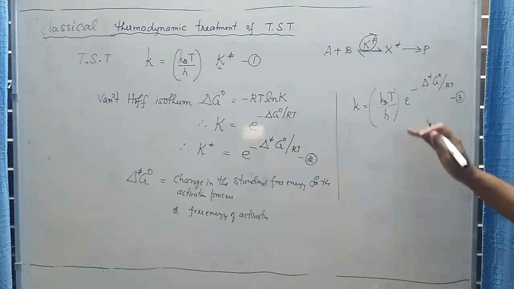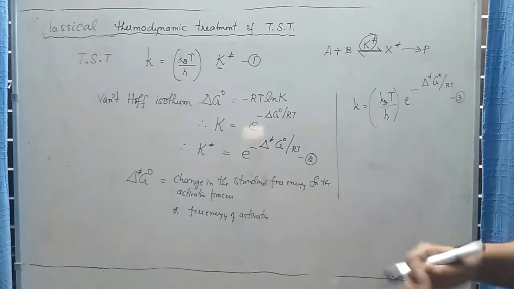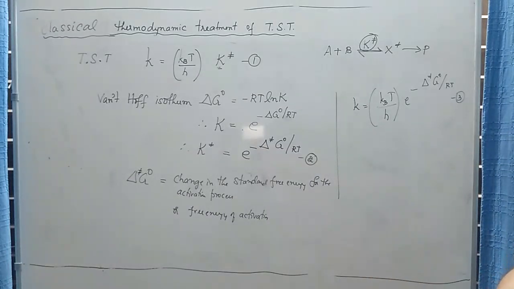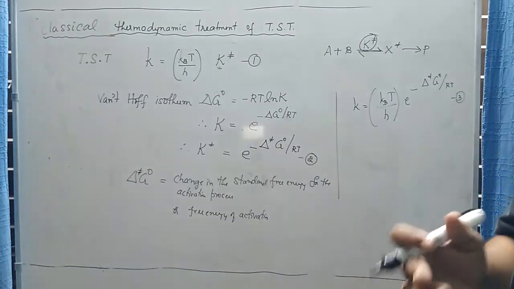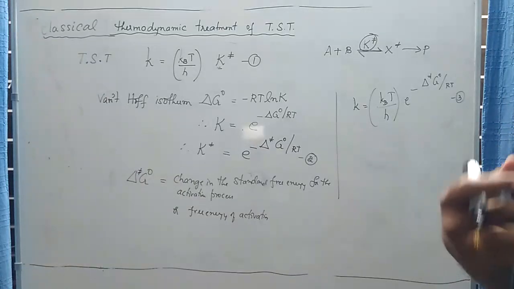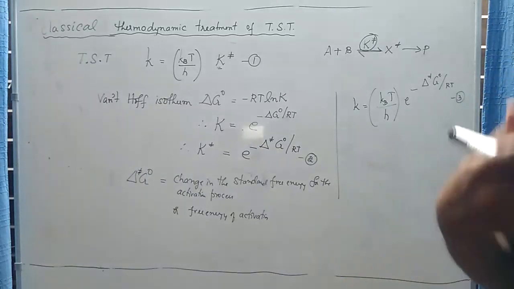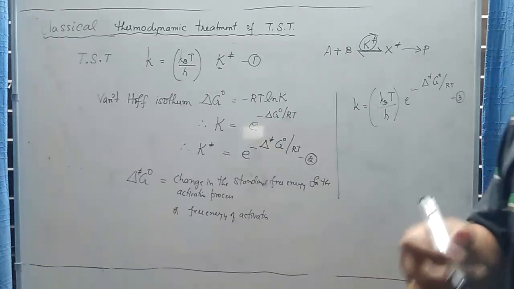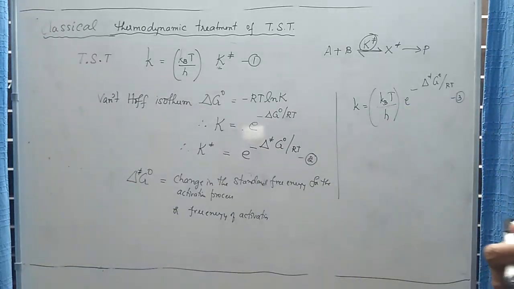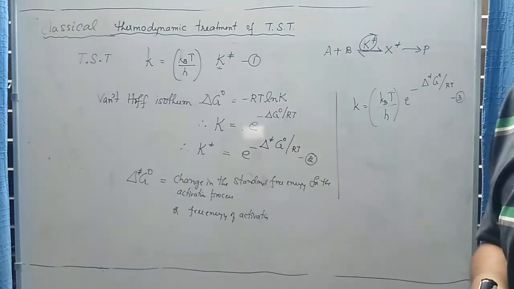In the next class we will continue this discussion and try to obtain an expression for the rate constant in terms of various thermodynamic quantities, and we will also try to understand the procedure for evaluating all these quantities. That is, how to calculate the enthalpy of activation, entropy of activation, free energy of activation, and energy of activation by using this classical thermodynamic treatment.